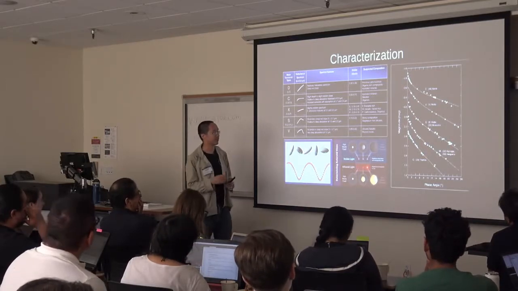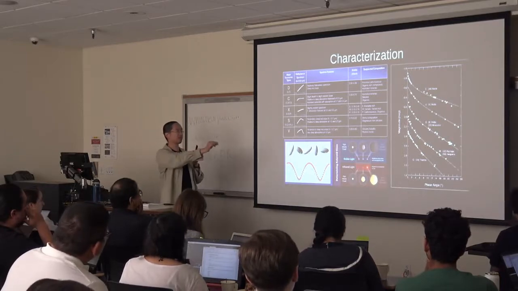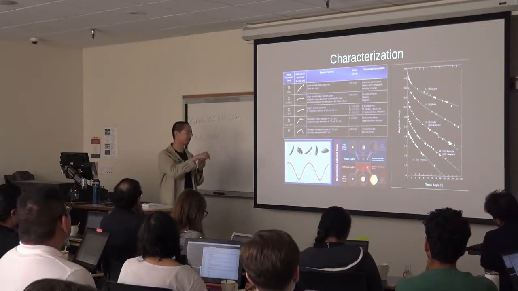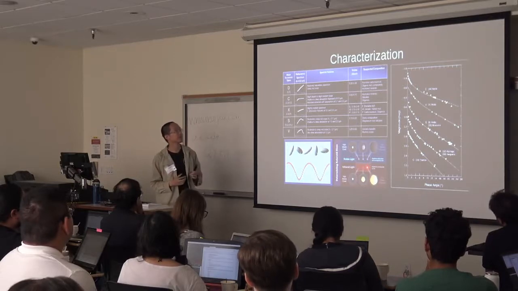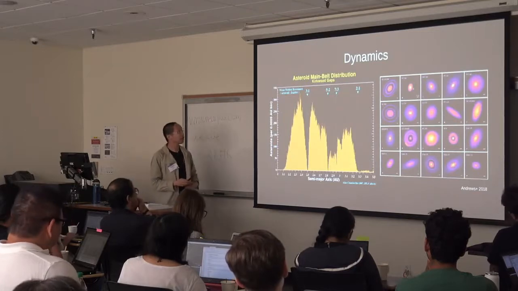The idea is that you observe asteroids at different phase angles. Phase angle is the angle between the direction to the asteroid and the direction to the sun, and you see how they reflect light. From this, you get an idea of the properties of the materials on the surface of the asteroids. And you can also look at dynamics.